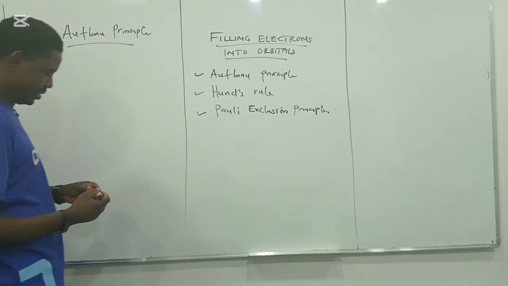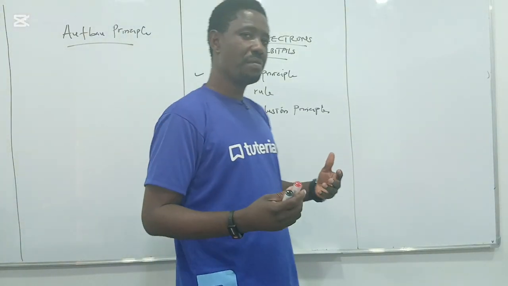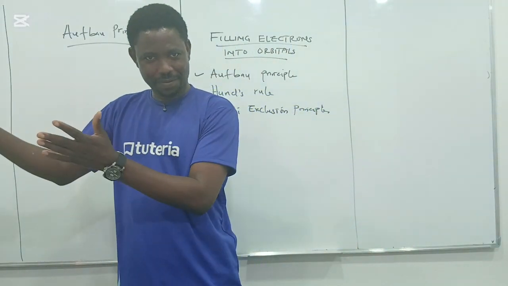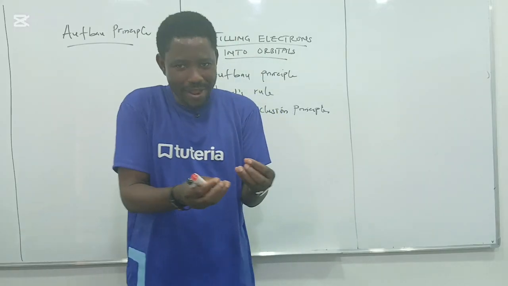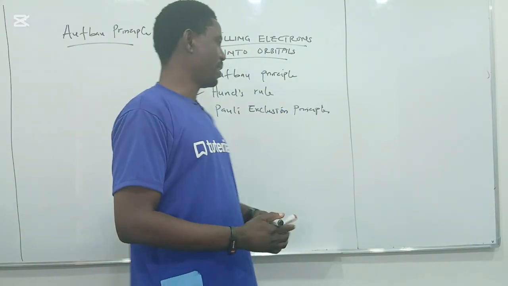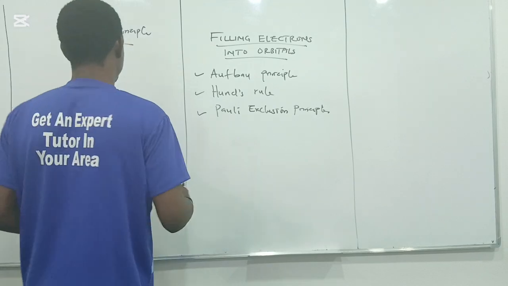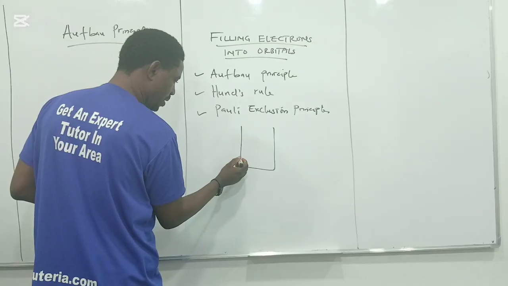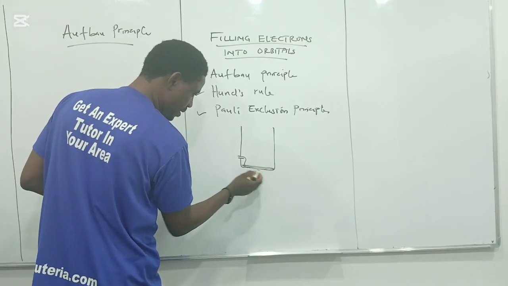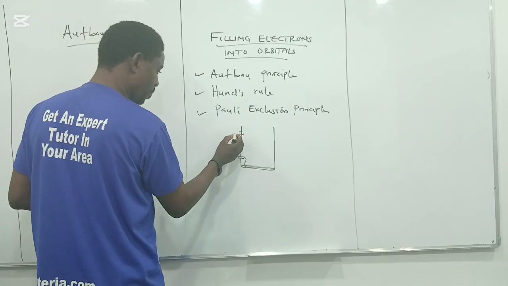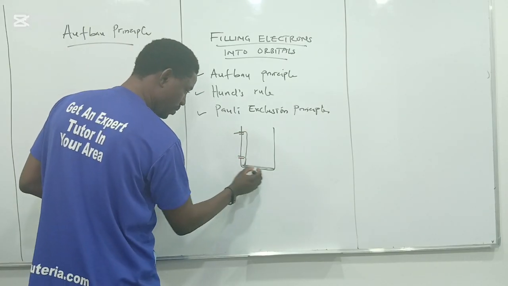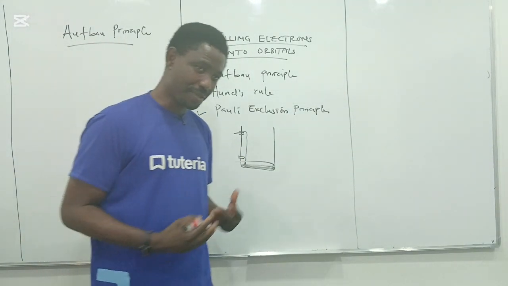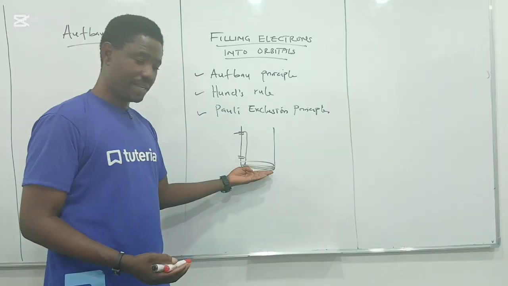So what does it actually talk about? It says that when filling electrons into orbitals, we fill in ascending order of energy level. That means we fill the lower energy first before the higher ones. Imagine you're filling water into a tank. If you puncture this tank at this point and pump water through, water comes down first before it goes up. Irrespective of where you puncture the tank, the water flows down, then rises up. That's similar to the Aufbau principle. We fill electrons first from the lower energy before the higher ones.